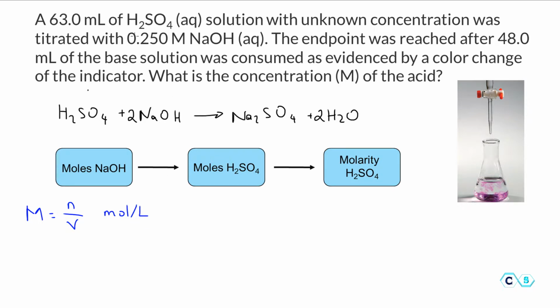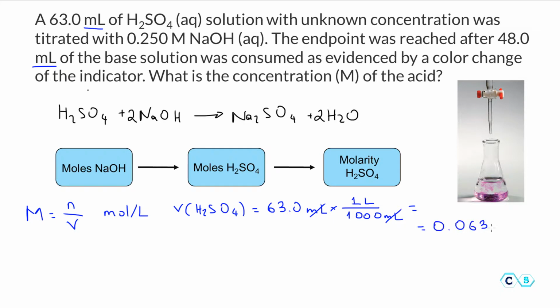One thing that we want to pay attention to here is that the volumes are given in milliliters, and this is typical for titration experiments. So we're going to convert these to liters. Let's first convert the volume of the sulfuric acid. The volume of the sulfuric acid that has been used is equal to 63.0 milliliters multiplied by every 1000 milliliters is equal to 1 liter. So cancel this. This is equal to 0.063 liters. So this is the volume of sulfuric acid.